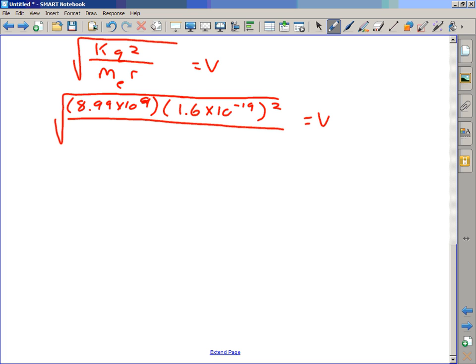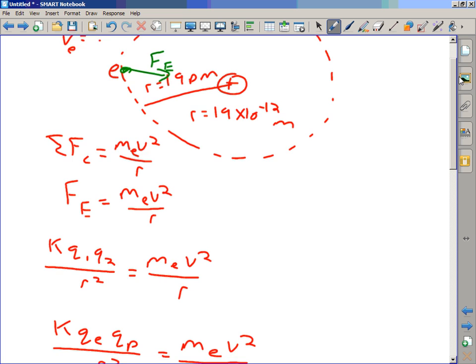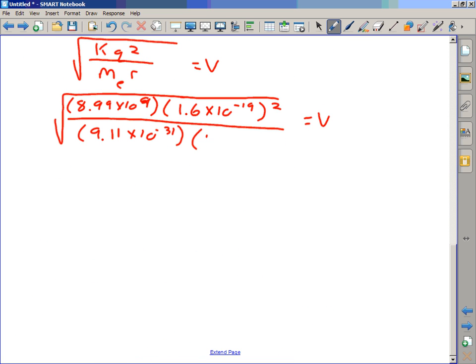Divided by mass of electron, 9.11 times 10 to the negative 31st, times the radius, which we said was 19 picometers, is that correct? 19 picometers, that's 19 times 10 to the negative 12. And then you square root it. I'd recommend actually practicing punching this in your calculator even if you know other people are doing it, because you're going to have to do this at some point in time, in particular on a test, so you might as well make sure you can punch it into a calculator correctly and not make some little mistakes.